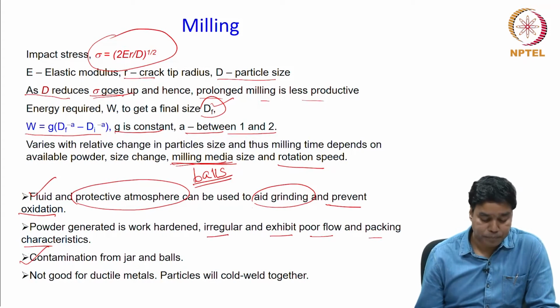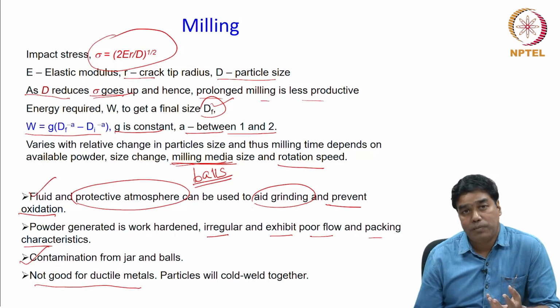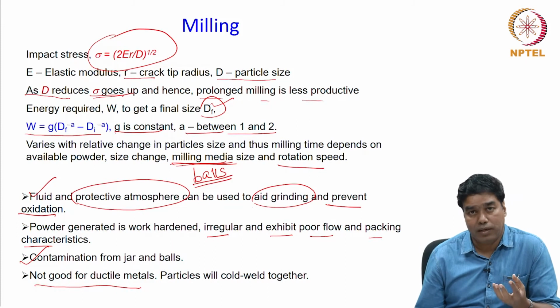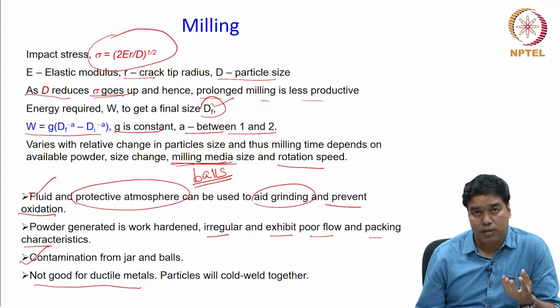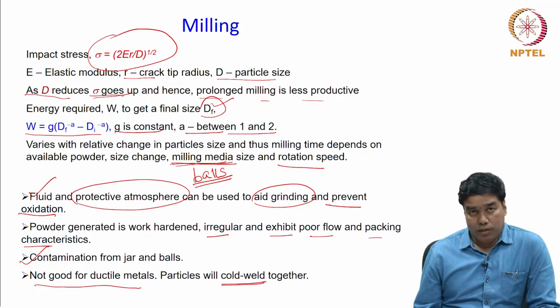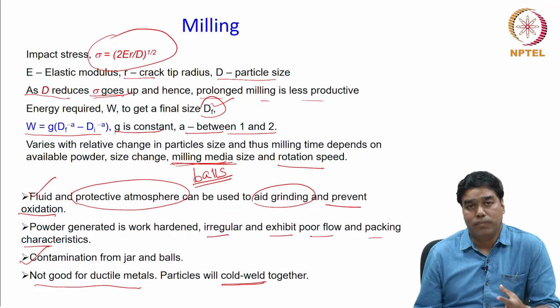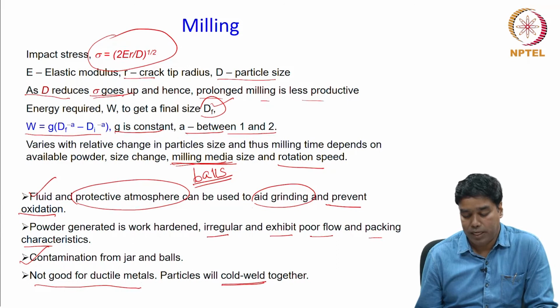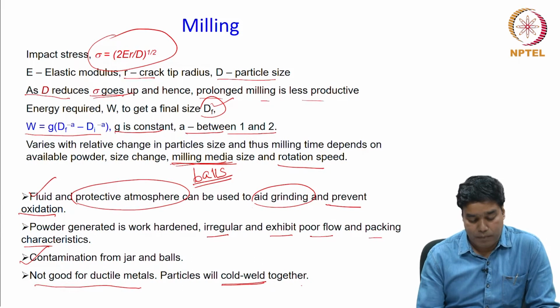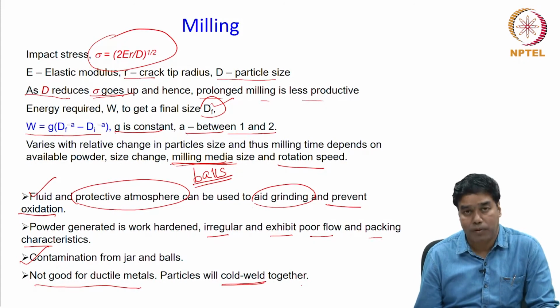And the other limitation is that this process is not good for ductile metals, because what happens in case of ductile metals is that when you impact it with the balls, instead of fragmenting, because of their ductility they will weld together, okay, which is known as cold welding. So, instead of reducing in size, they will grow in size by welding together. So, that is why for ductile metal this process is not that effective because of this problem of cold welding.